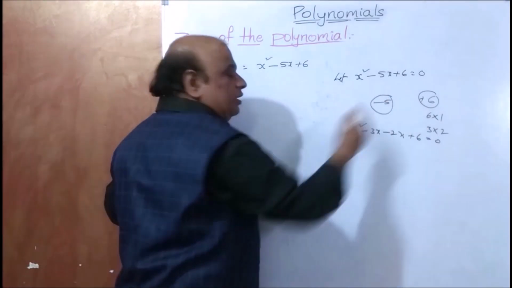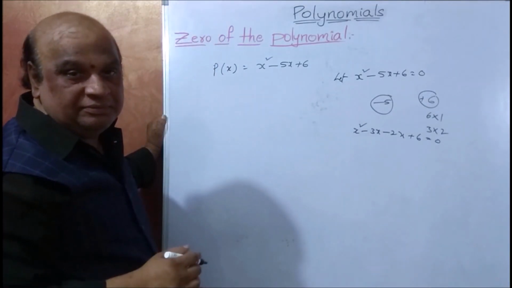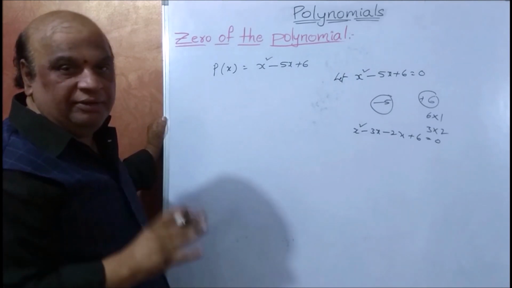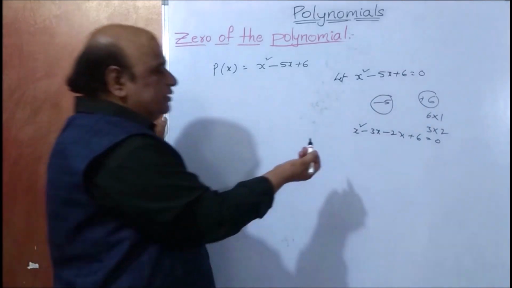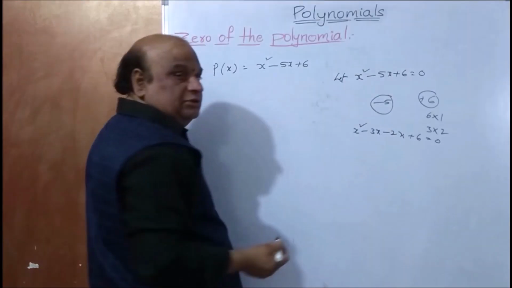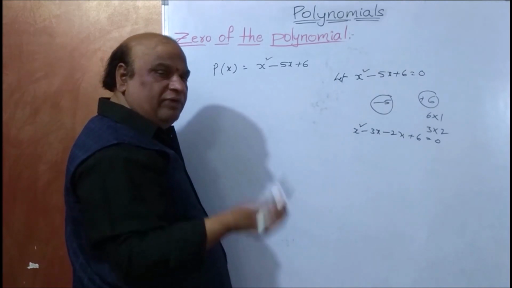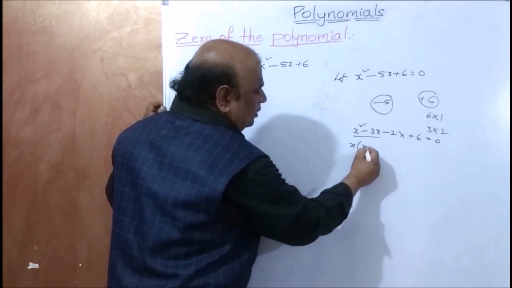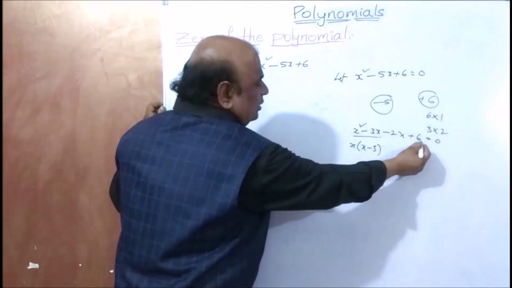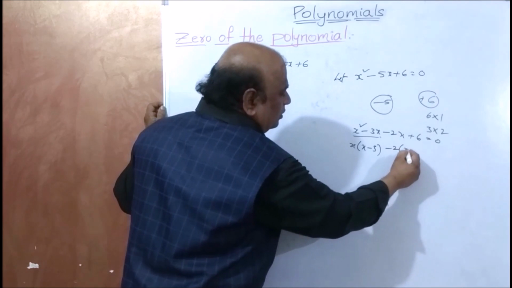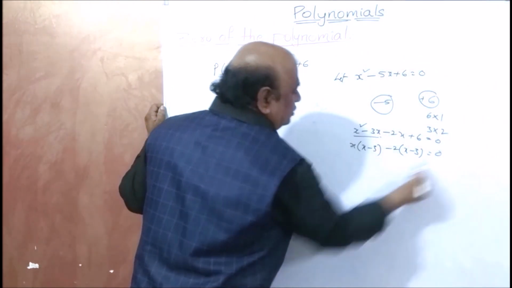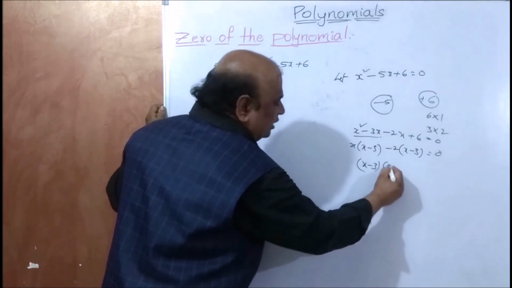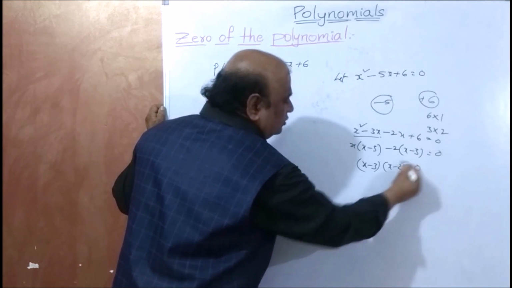You try with 6 into 1. But we can't satisfy both cases with 6 into 1. So, like this, we have to split the middle term. This is called splitting the middle term or the factorization method. Now, from this you take x common, and here 2 is common, equal to 0. x minus 3 is again common, so x minus 3 into x minus 2 is equal to 0.